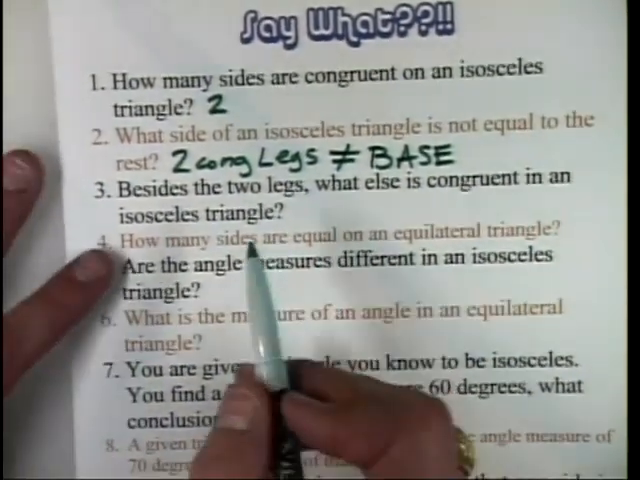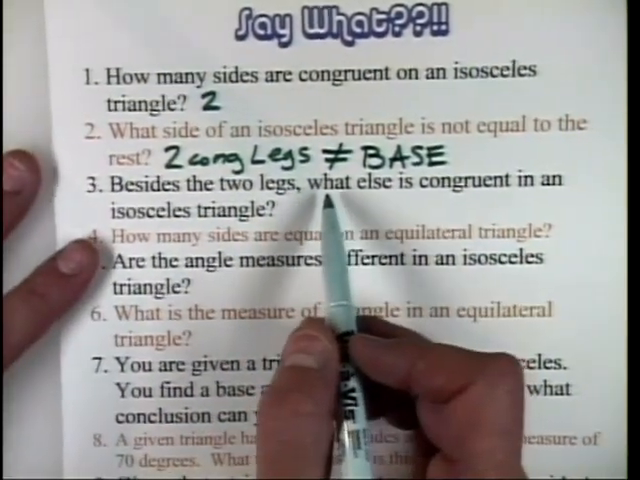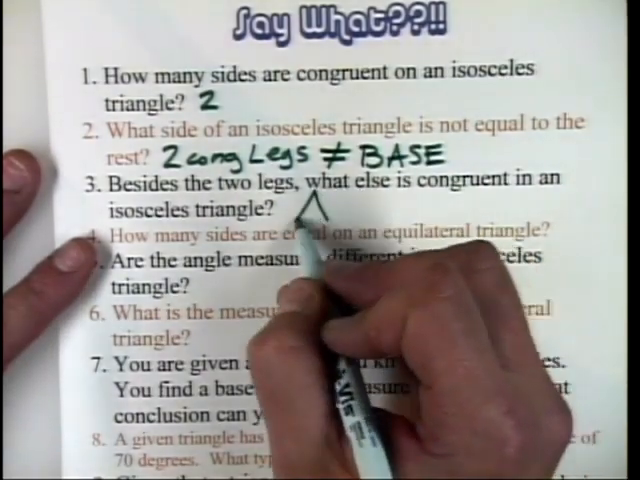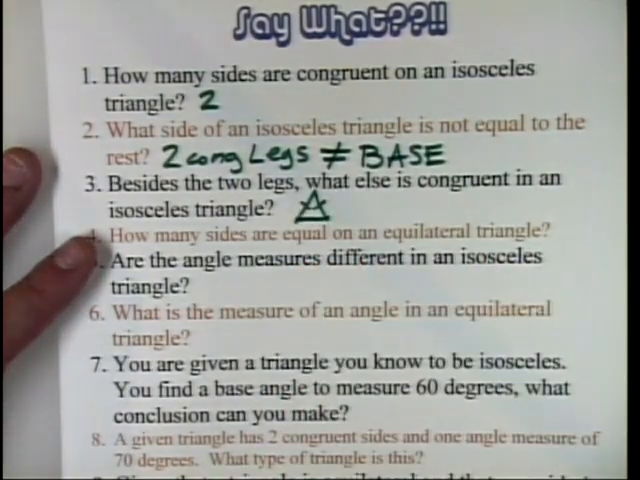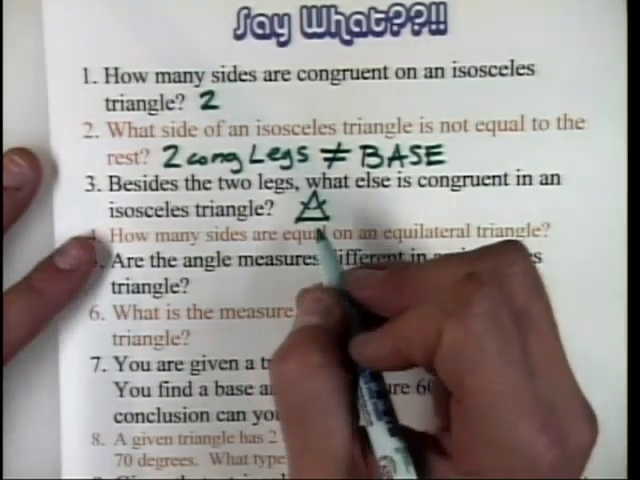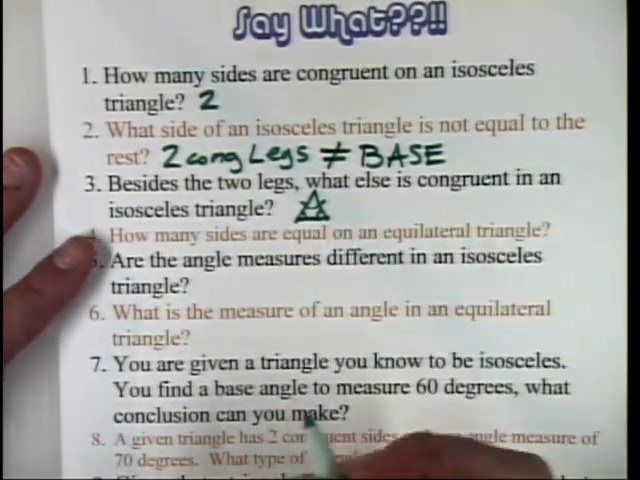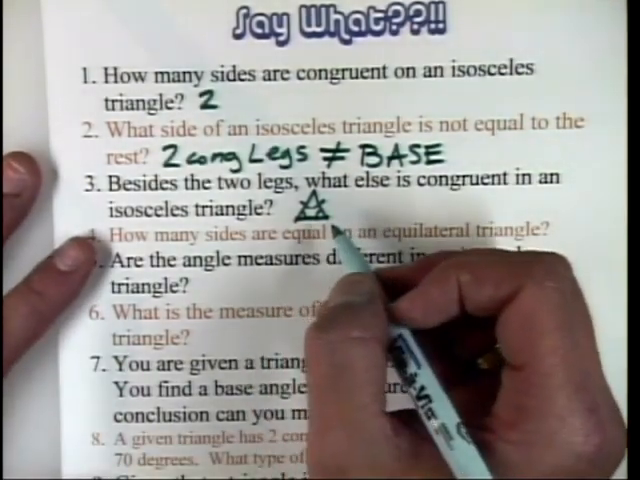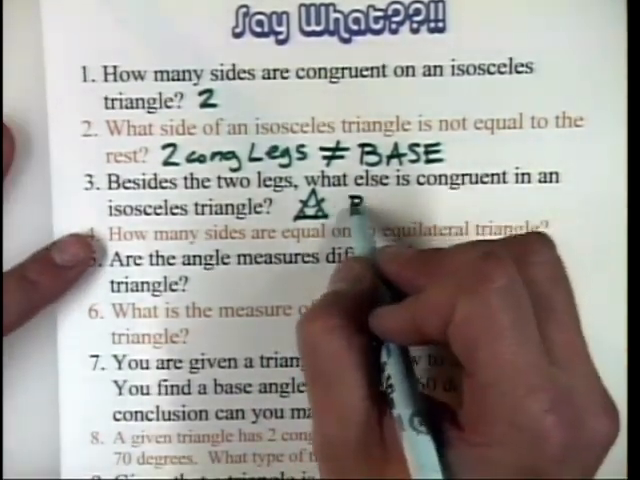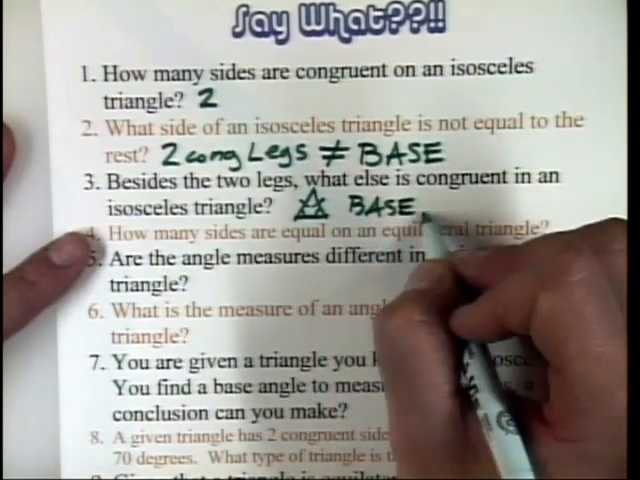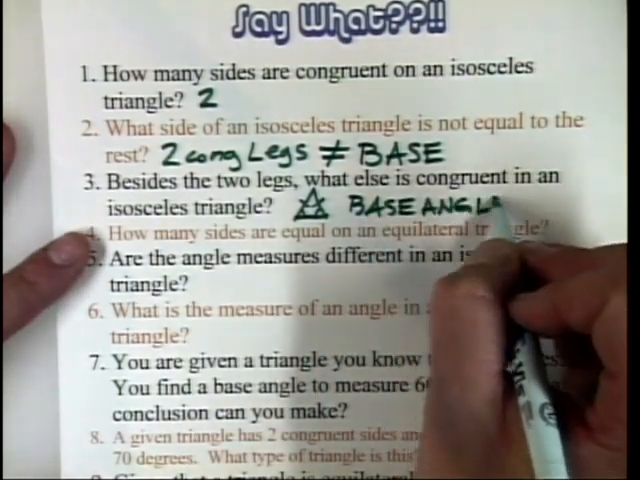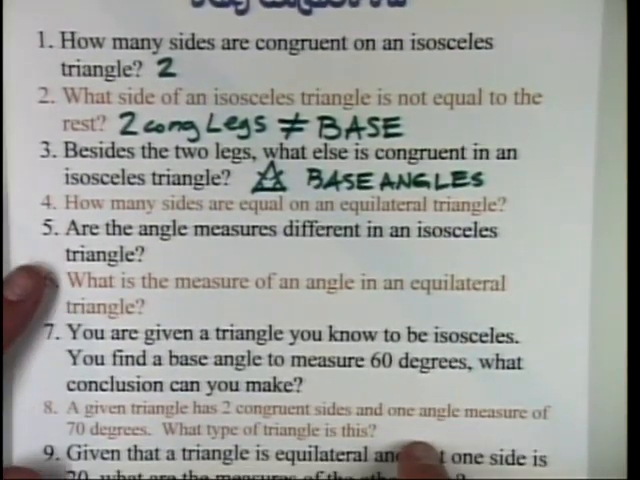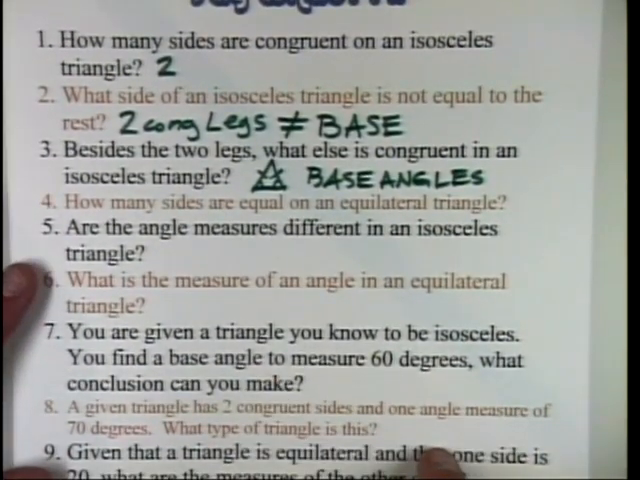All right, number 3. Besides the 2 legs in an isosceles triangle, what else is congruent? Well, let's draw the little picture again. We know that the 2 legs are congruent, so by the isosceles triangle theorem, the 2 opposite angles are congruent, and we have a special name for those angles. Remember what they're called? They are the base angles. So in an isosceles triangle, the 2 base angles and the 2 legs opposite the base angles are congruent.